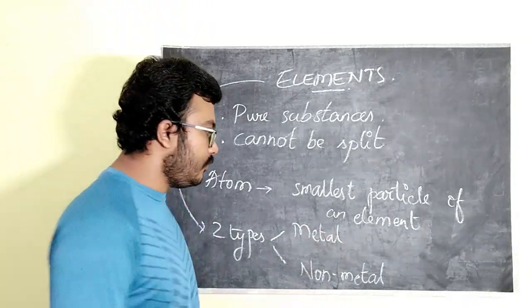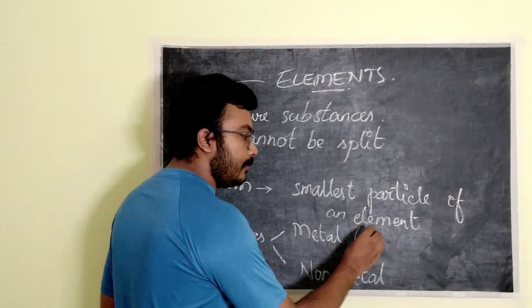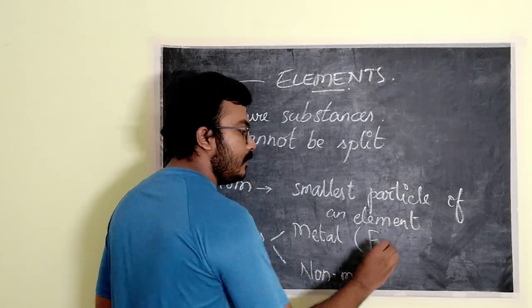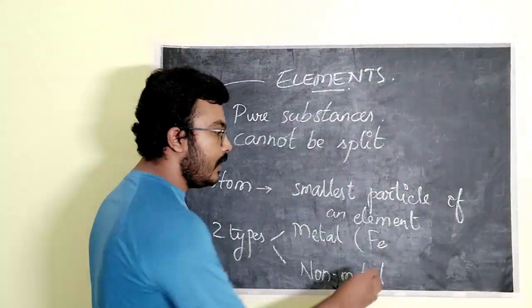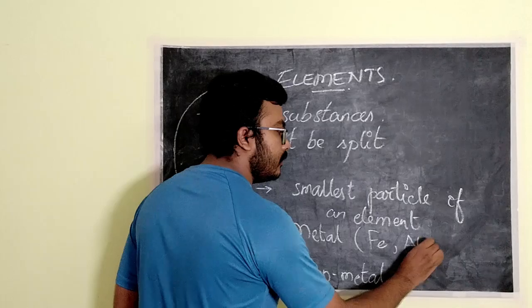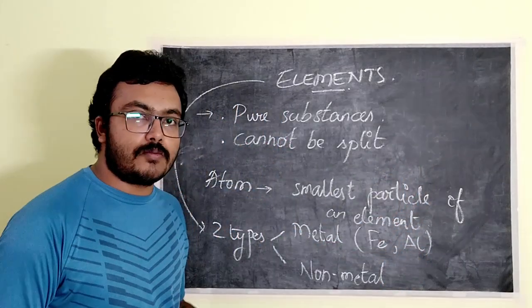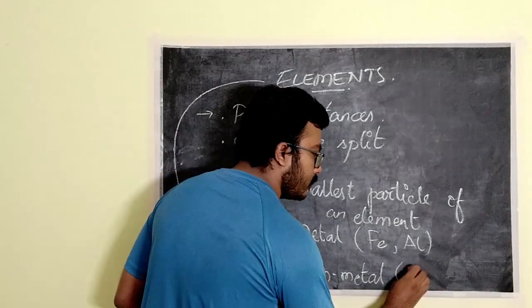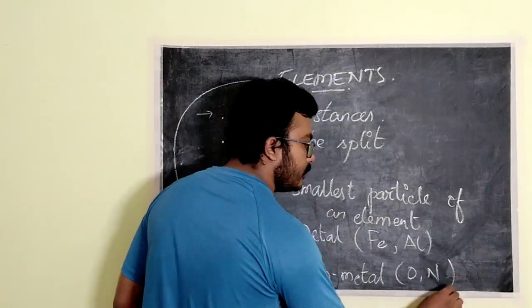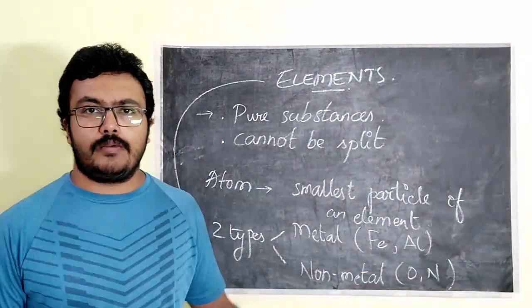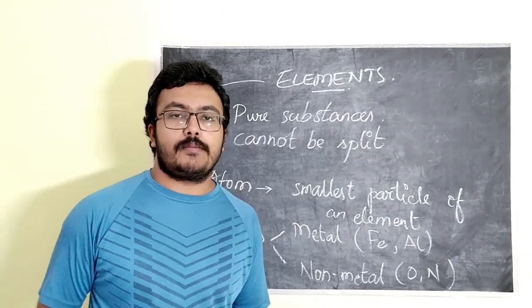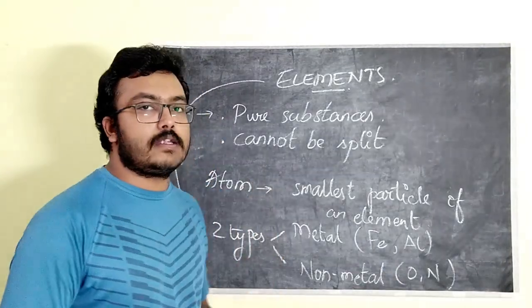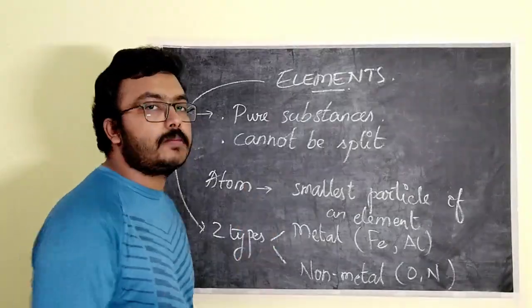Few examples I gave you. One was regarding metal: iron, Fe, the symbol; aluminium, Al, the symbol, etc. There are so many. Non-metals, for example, oxygen, nitrogen, and it keeps on going. So these are a few examples and a few points that come under the concept elements.